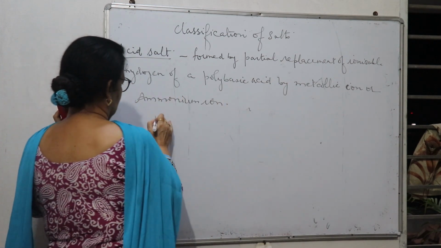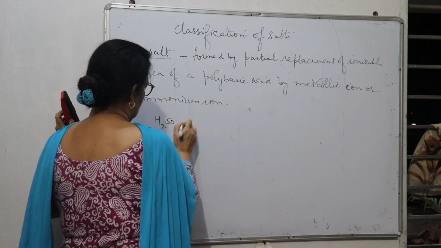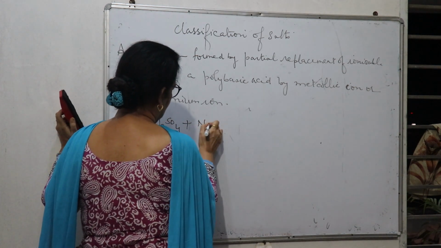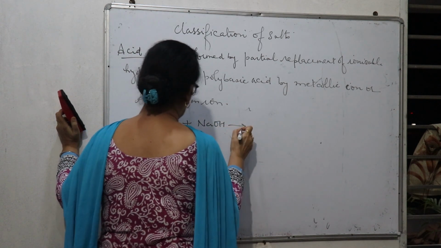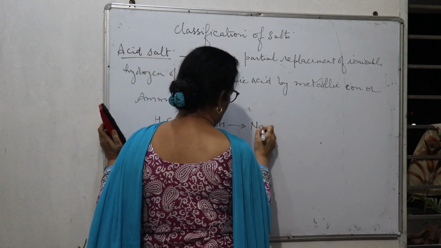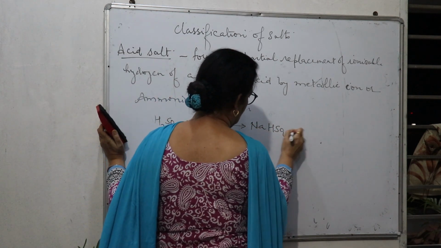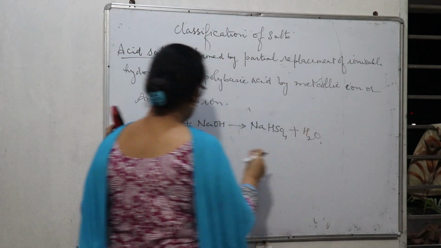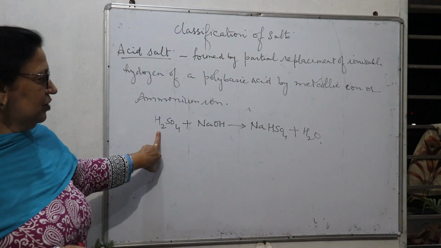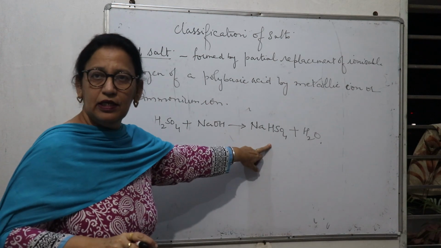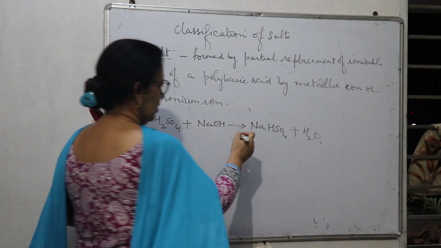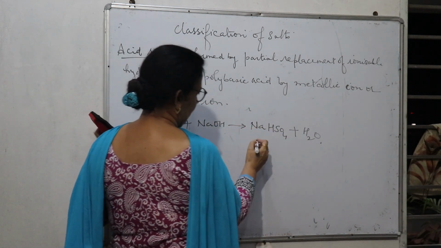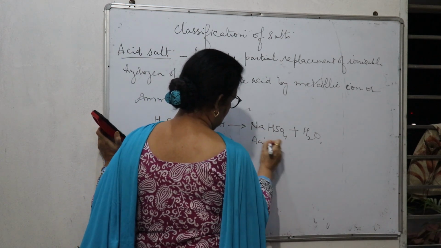So here H2SO4 plus NaOH gives NaHSO4 plus water. So here it is partial replacement, only one of the hydrogen is replaced, other is still there in the salt. So this salt, this is sodium hydrogen sulfate, this is acid salt.